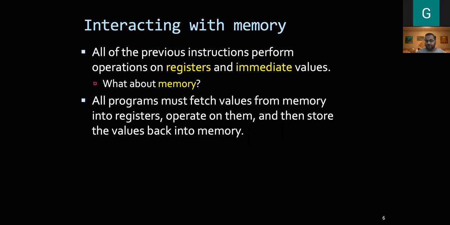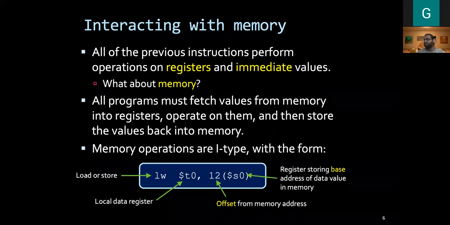Memory instructions are I-type, so immediate, and they're generally of the form like that. So you'll either have a load or a store instruction. You'll have a data register, so where you want to load the data into or where you want to store the data from. And then you have this weird looking thing here. You'll notice that all the memory instructions are in this form of you have a base and then you have an offset from the base. So the way this is laid out is that this register here contains the base address, and then this is the offset from that base address. And that's just how they're stored. And we'll go into the details of that in a second.